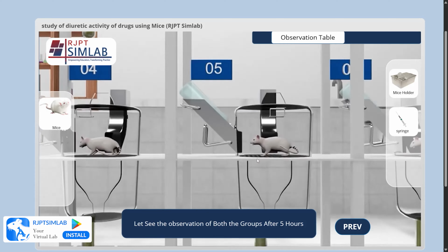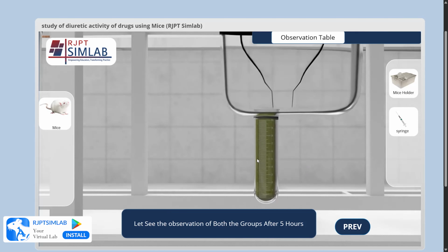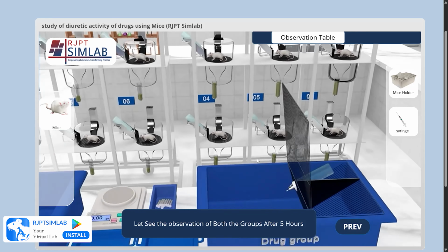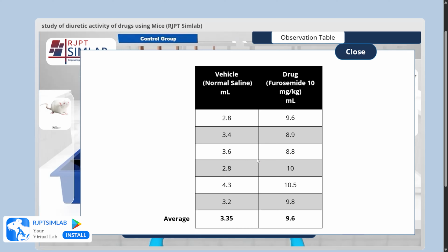Here we have an increased amount of urine output. It's 10 ml. This test tube is also completely filled, and this has 10 ml of urine output. As we can see physically, the drug group of mice has shown an increased amount of urine output. This is the observation table of both the groups.